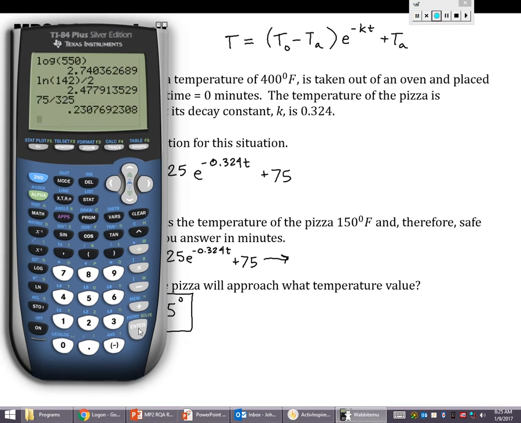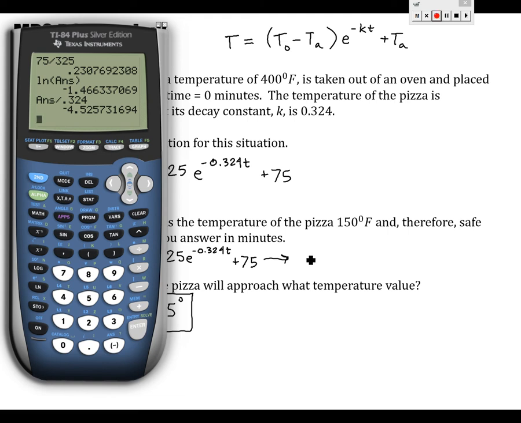So we got 0.2307, which needs to be e to that thing. So I'm going to do ln of 0.231 approximately, whatever that is. And then I'm going to divide by negative 0.324. Sorry I did that really quickly, it was supposed to be negative 0.324. So 4.526.